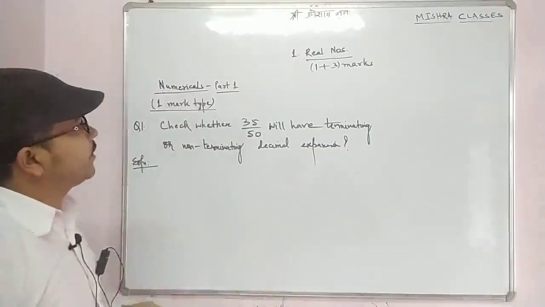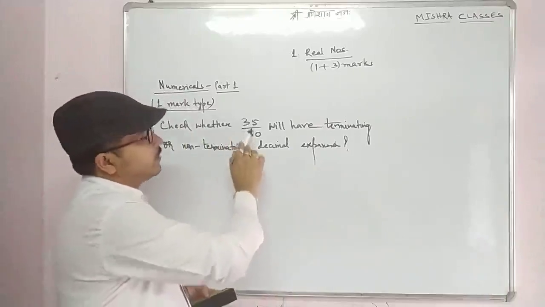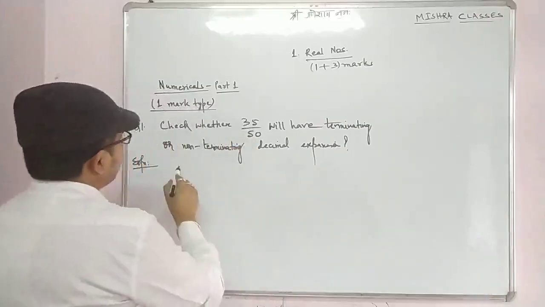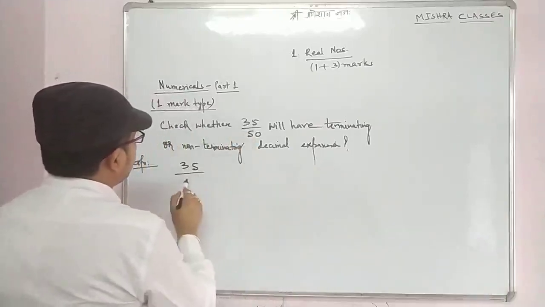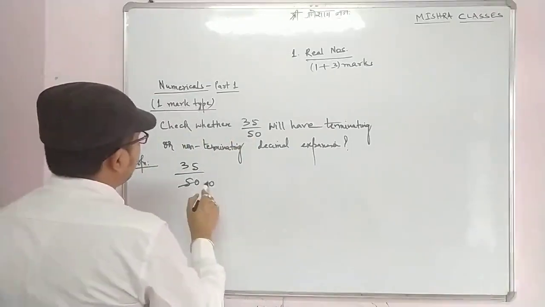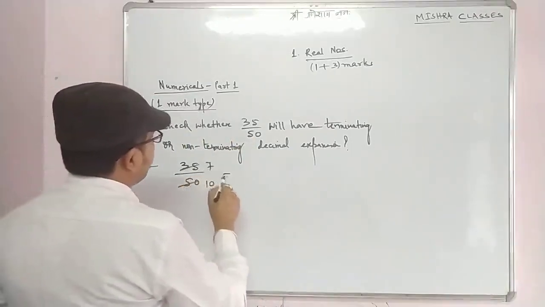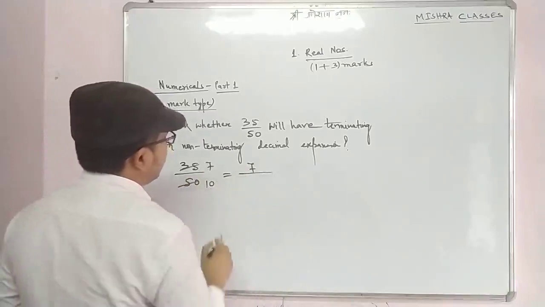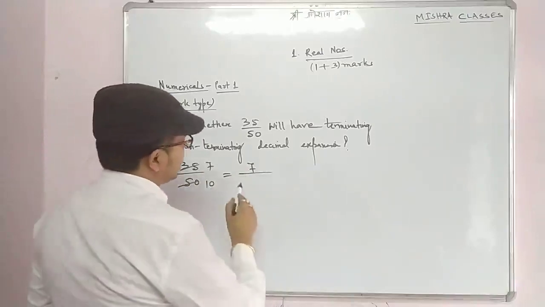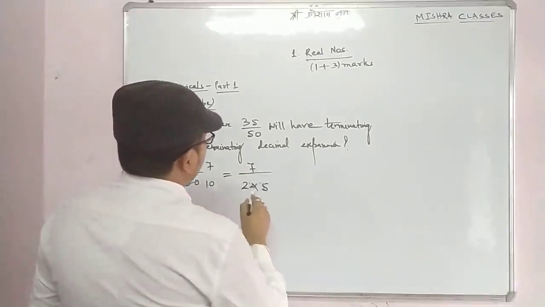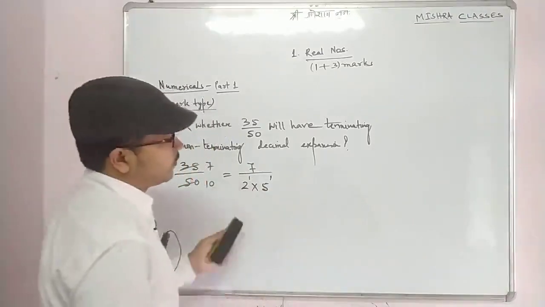So you have 35 by 50. First of all, see that this is not in the standard form. So what we'll do, we'll just put it in the standard form. 5 10 are 50, 5 7 are 35. So what we are getting, 7 by 10. Now 10 can be broken as 2 into 5, 2 power 1 into 5 power 1.